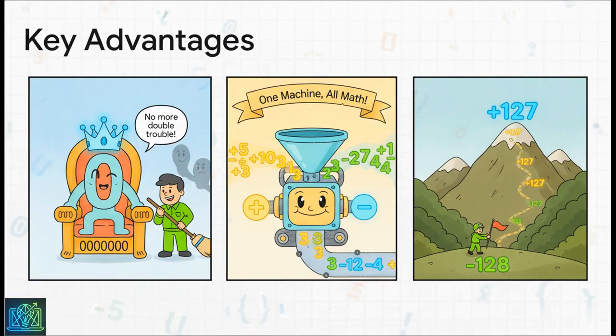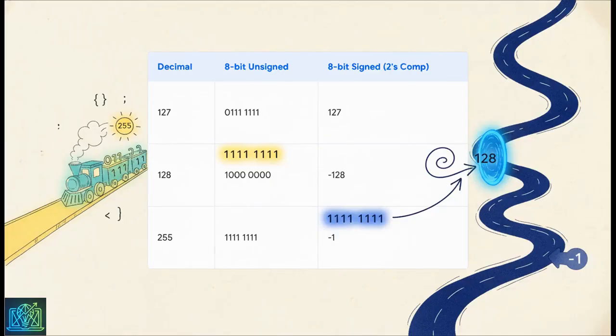Boom, confusion gone. Second, and this is incredible for efficiency, the circuits for adding and subtracting numbers could now be the exact same piece of hardware. This made computer chips way simpler, cheaper, and faster. And as a cool little bonus, this system gives us one extra negative number we can use. It's a total win-win-win.